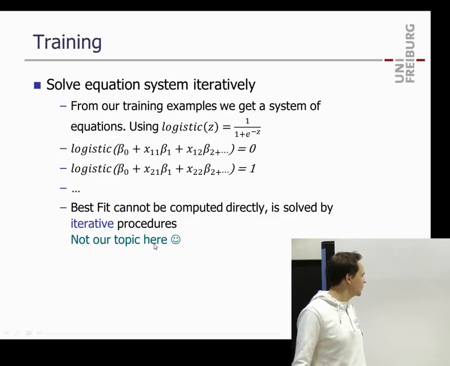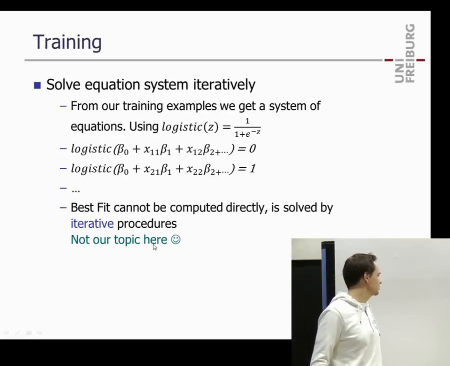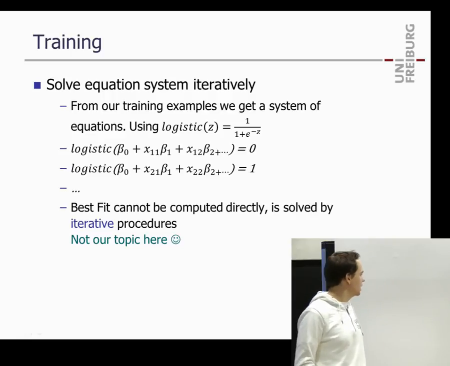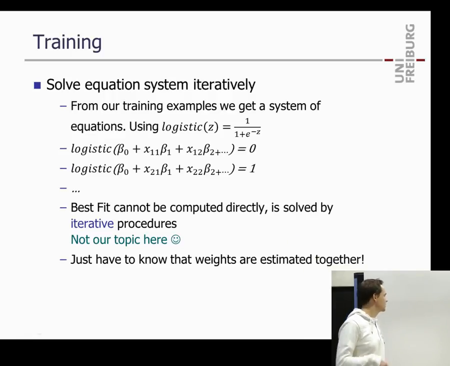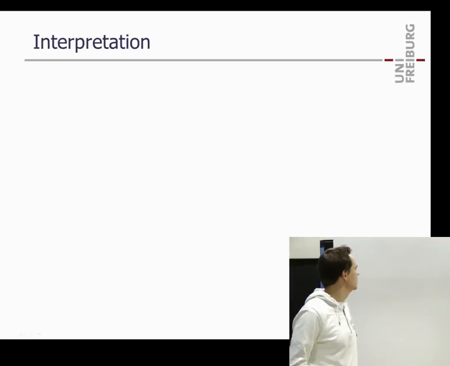As I said, it's not our topic here, it goes way too much into detail what they exactly do. But you just have to know that you have to run some algorithm which runs several iterations. It will not just run and give you one result, but will run and try to get closer to the result, try to converge. And you have to know that the weights are estimated together. You have the full vector with all your features, and you try to make the weights so that this is 0 and this is 1 and so on. So you don't estimate them independently.